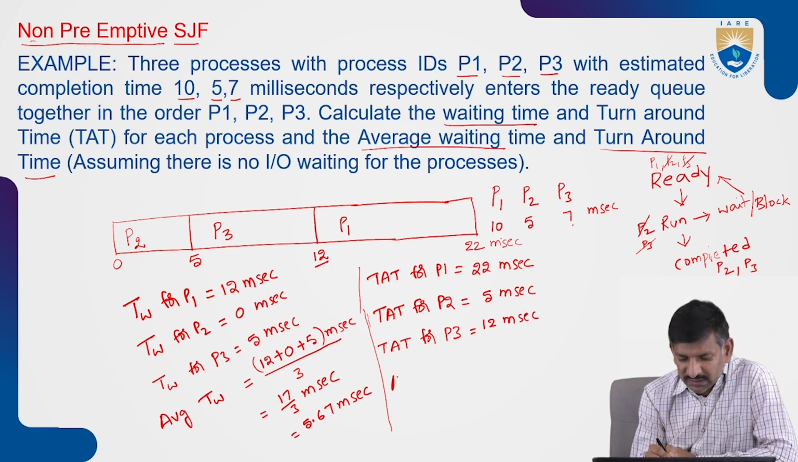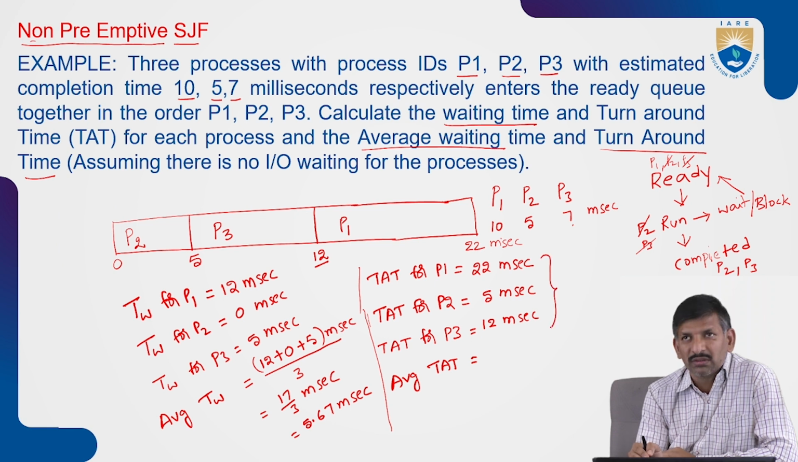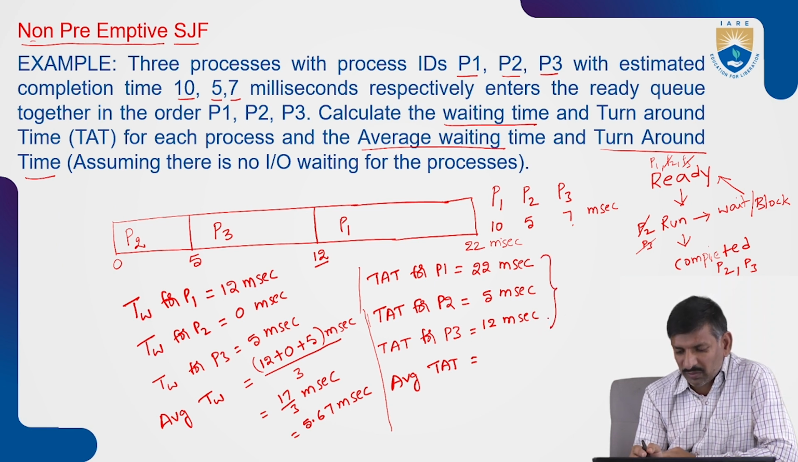So the average turnaround time is equal to the sum of all these turnaround times divided by the number of processes.